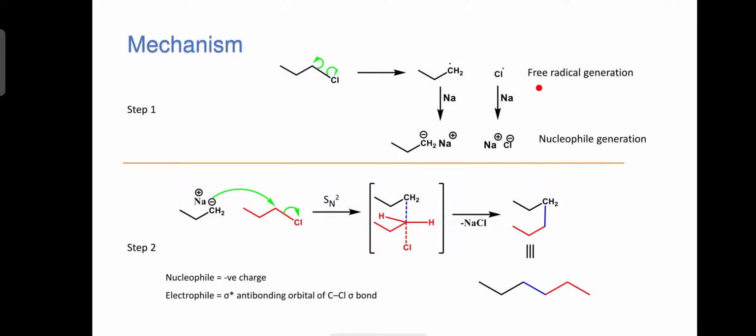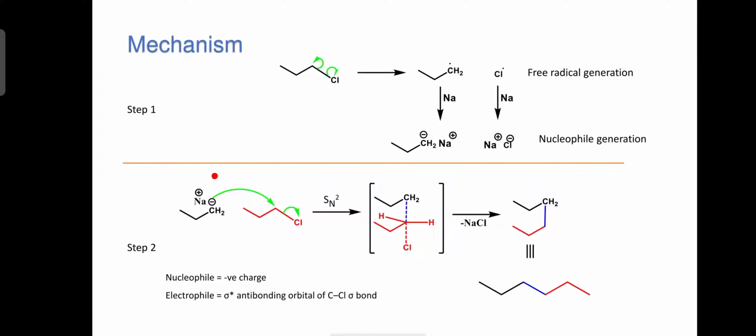So here I have written free radical generation. As you see, free radicals are forming, and the negative charge on this CH2 will act as a nucleophile and attack a suitable electrophile. That's why I have written that nucleophile generation is taking place in this first step. So what happens in the second step?